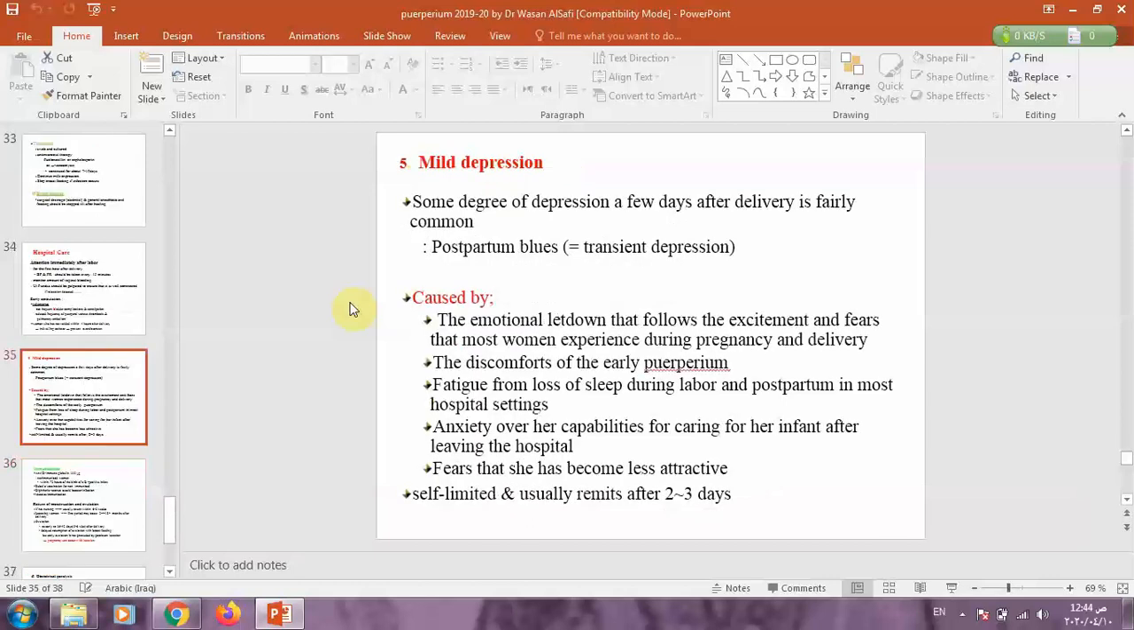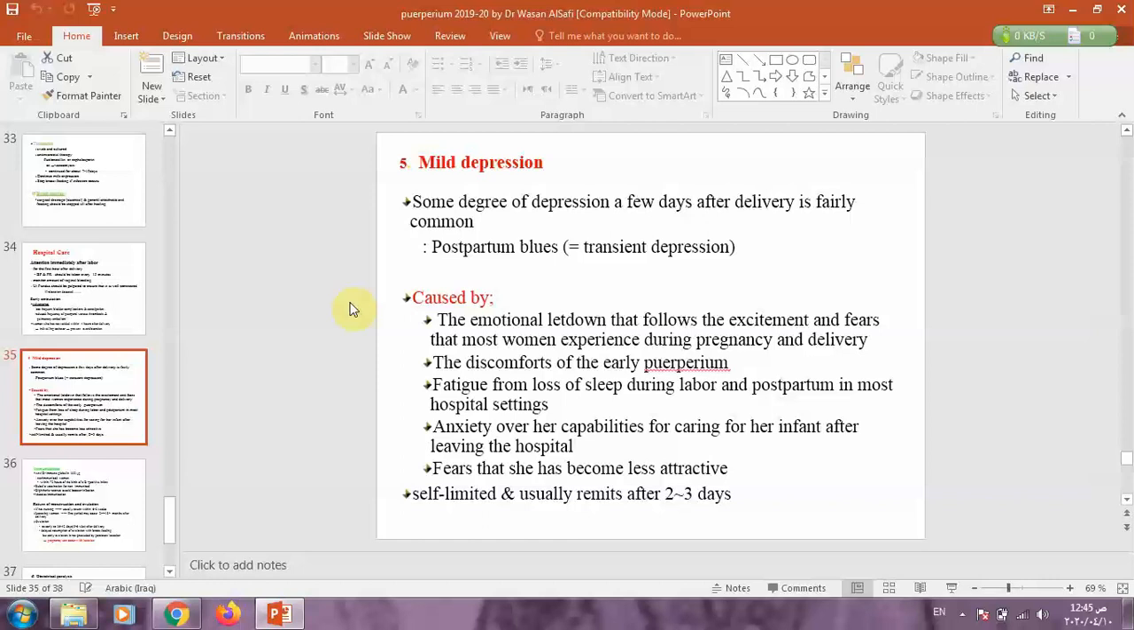Some women will have depression. Some degree of depression in the first few days after delivery is common. We call it postpartum blues, and this is usually a transient one. It's caused by the emotional letdown that follows the excitement and fear that most women experience during pregnancy and delivery, and the discomfort of the early puerperium.